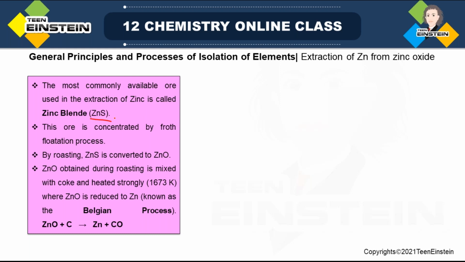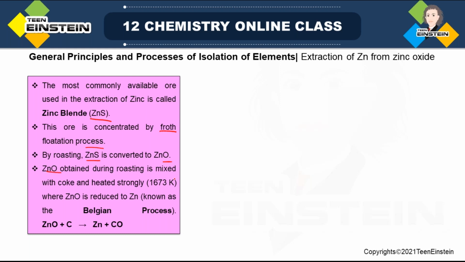Now, the first step will be concentration of the ore, then isolation of the metal, and finally purification. So these three are the main steps under metallurgy. And for the first step, concentration, the method that we will use is the froth flotation process. Then by roasting, ZnS, the sulfide form, will be converted to oxide form, because in the roasting method sulfide salts are converted to oxide salts in the presence of oxygen.